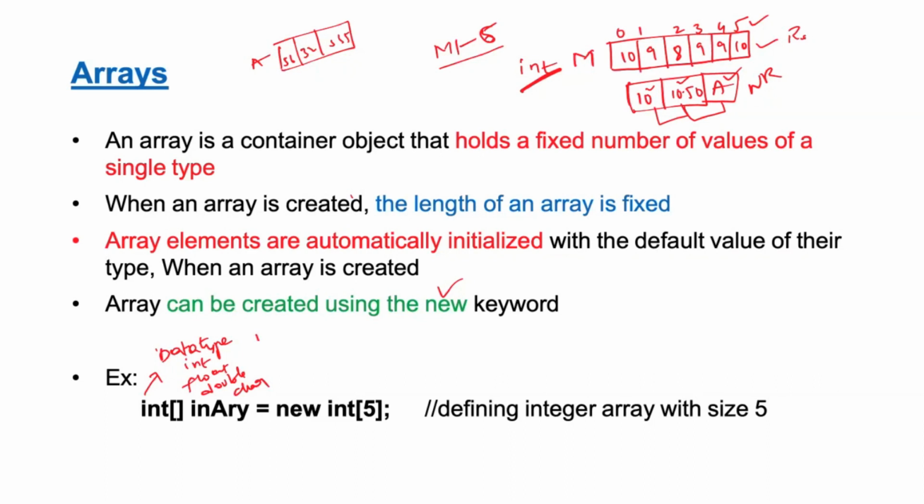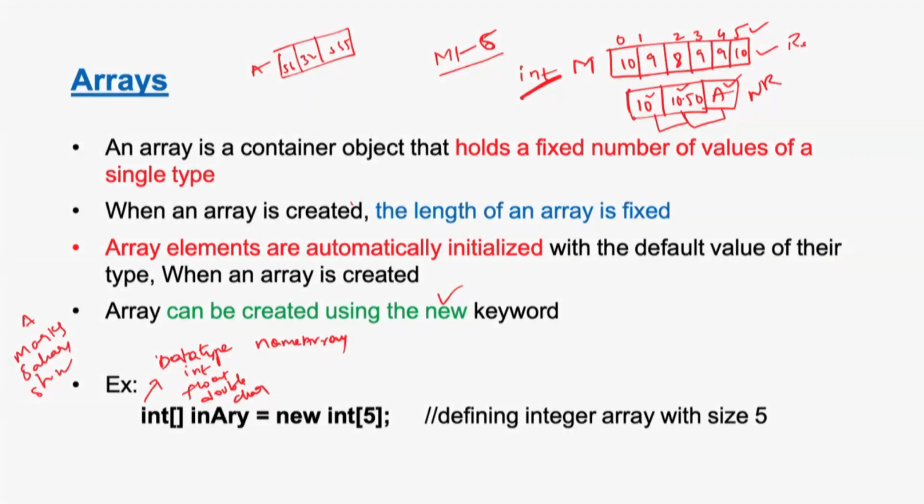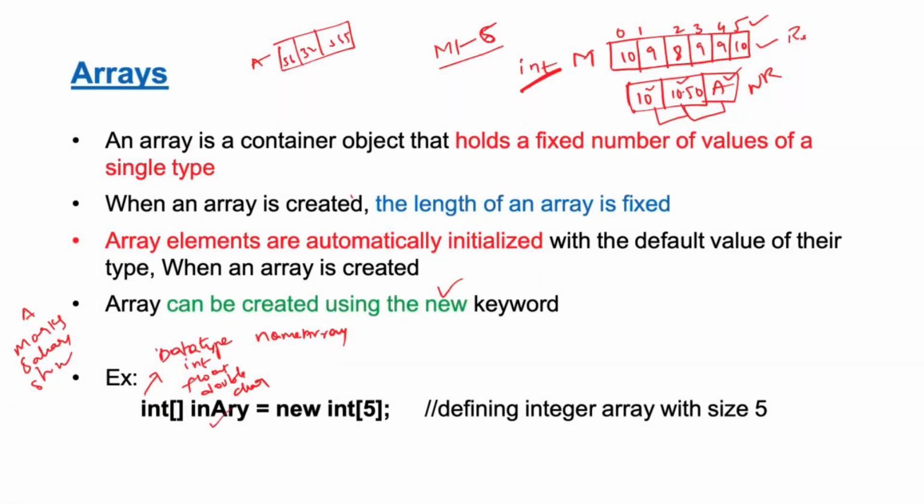Then you have to specify the name of the array. The name of the array may be anything, like marks, salary, stipend, whatever it may be. Whatever name you want, you can give. A user defined name can be given. Then, very importantly, you have to use these square parentheses, which are known as array parentheses.